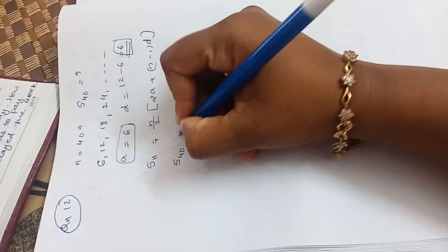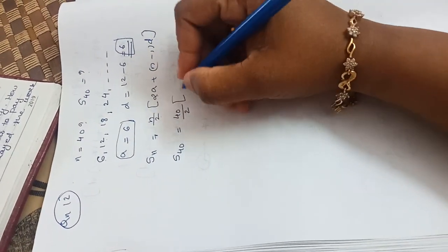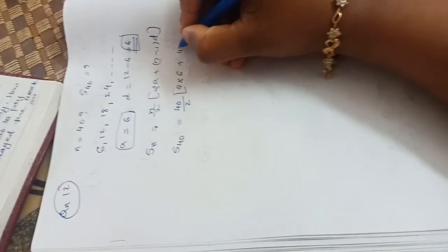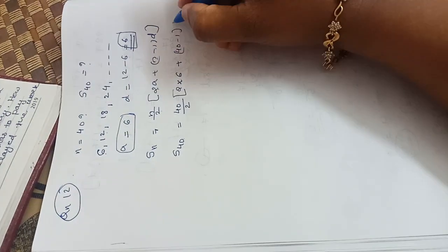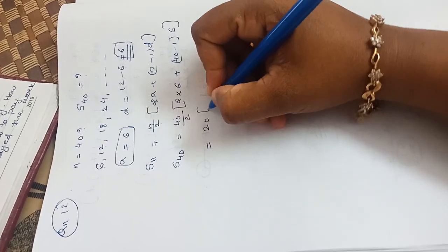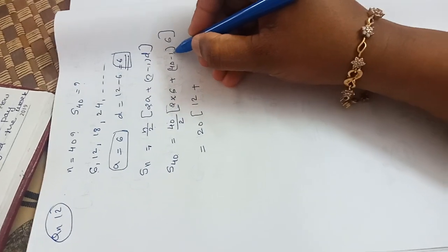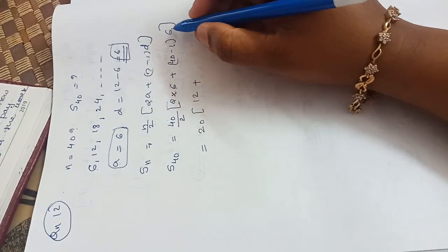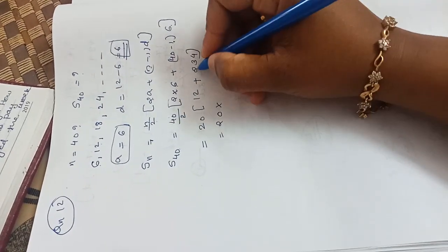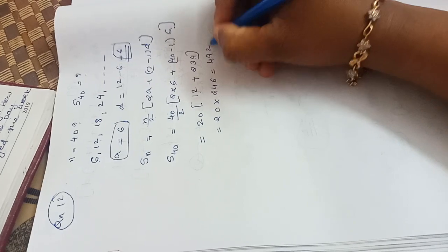So S40 is equal to n by 2, 40 divided by 2, into 2A. What is A? 6. 2 into 6 plus n minus 1, 40 minus 1, into D, which is 6. Okay. So 40 divided by 2 is 20, into 2 into 6 is 12, plus 40 minus 1 is 39. 39 into 6 you will get 234. So 20 into 234 plus 12, you will get 246. The final answer is equal to 4920.